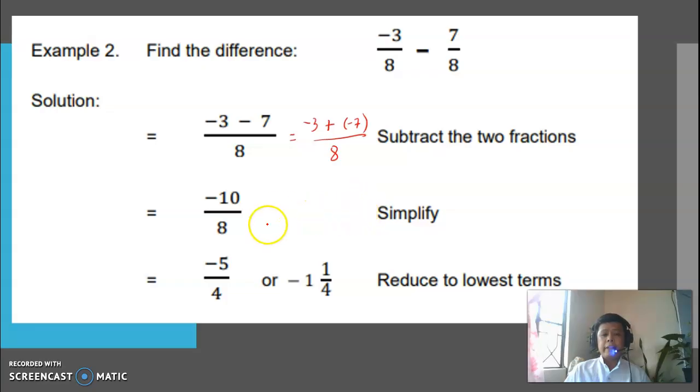And then, isi-simplify natin. Si 10 at si 8 ay pwedeng i-divide ng 2, diba? 10 divided by 2 is 5, so negative 5. Then, yung 8 divided by 2 is 4. Siya, improper fraction. Gawin natin mixed number, lalabas na yung negative 1 and 1/4. Okay?